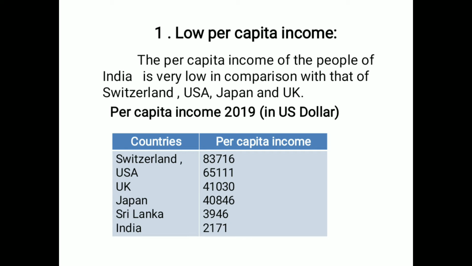As we see here, Switzerland's per capita income in the year 2019 was 83,716, and the USA's per capita income was 65,111, whereas India's per capita income was 2,171 rupees only. So it is very much lower than the other developed countries of the world.